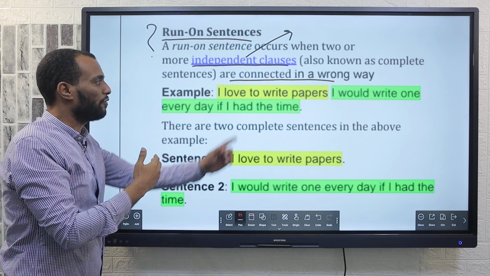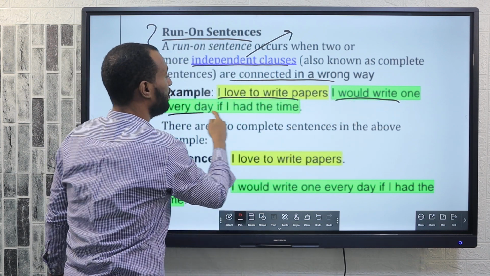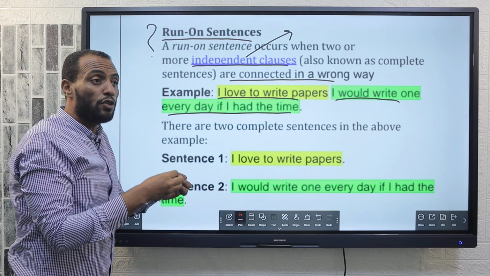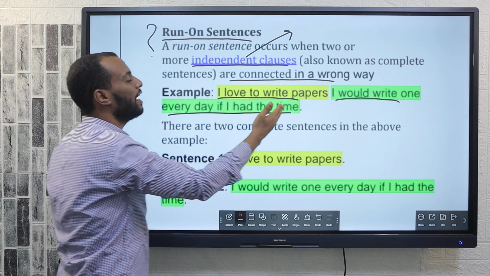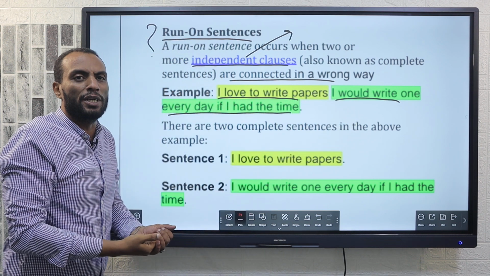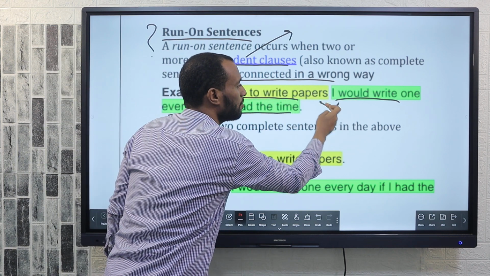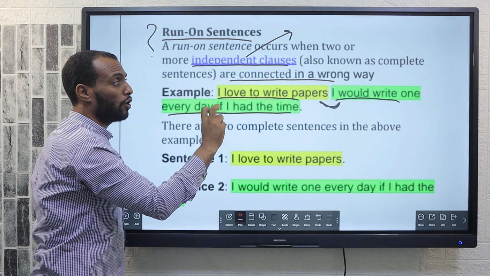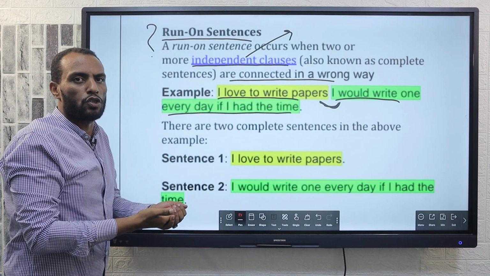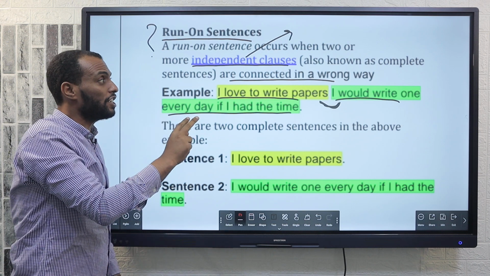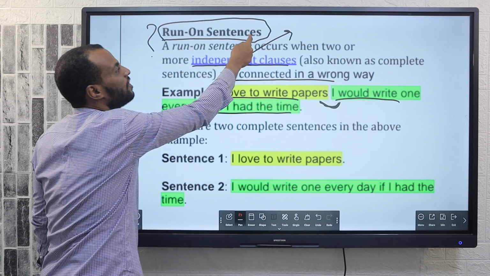Let's have an example. If we have this one, I love to write papers. I would write one every day if I had time. Here, if you check, the first one is an independent clause. It can stand alone. And the second one is also an independent clause. But the problem is, as you can see, the way to connect both clauses is wrong. So here we don't have maybe a full stop. We don't have anything. So this means that here I have this problem, which is the run-on sentence.